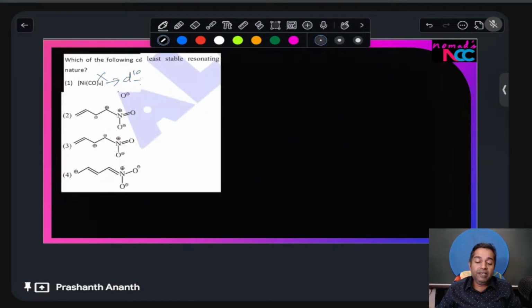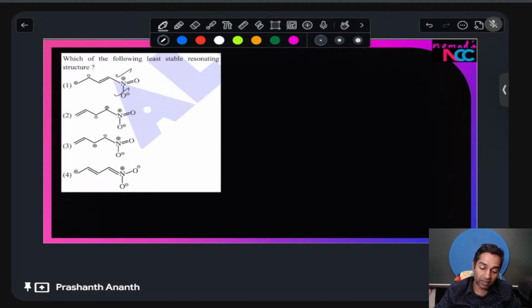Which of the following is the least stable resonating structure? A relatively easier question, hopefully. But this is a question where controversies can happen. So in this particular case here, all of them have nitrogen plus, O minus, nitrogen plus, O minus, nitrogen plus, O minus, nitrogen plus, O minus. Okay, all right. So all of them are relatively okay. Now let's look at the other scenarios over here.